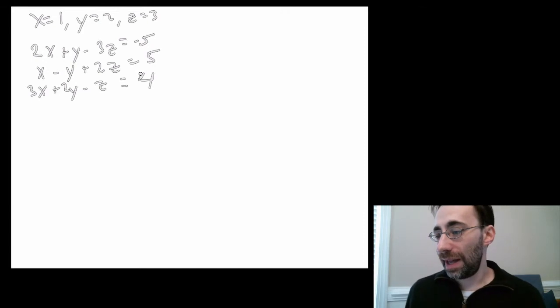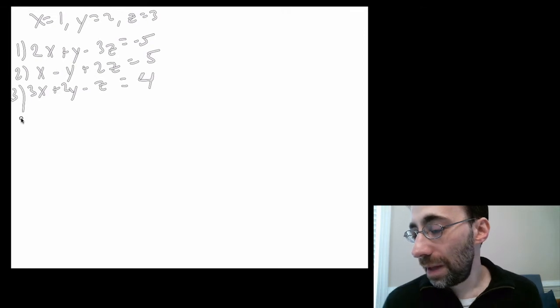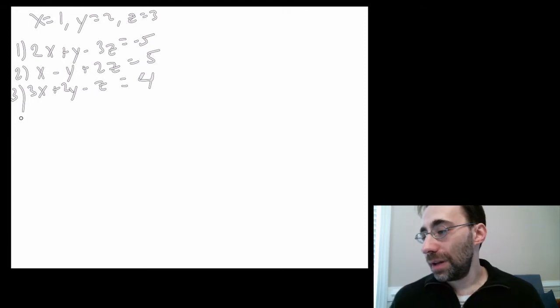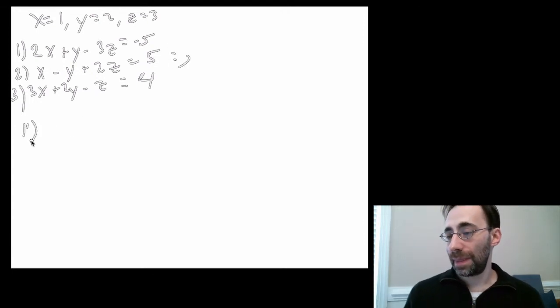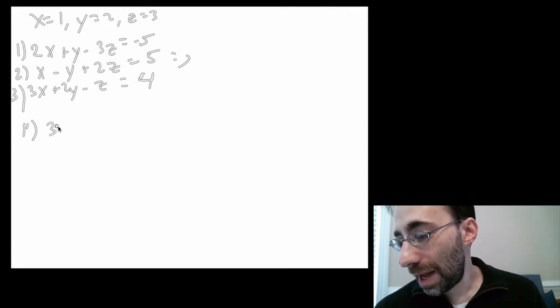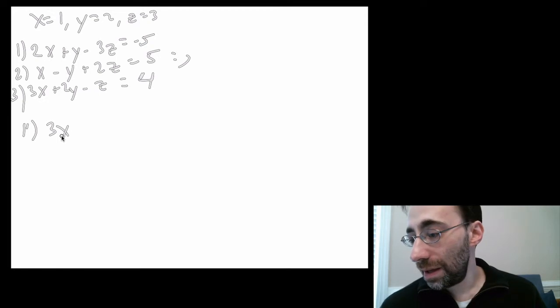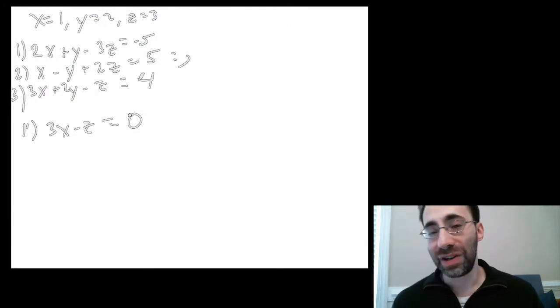Let's see. So let's number the equations. It helps to do that. If we add 1 and 2 together, we get rid of y. So now we have 1 prime, we'll call it. And that's going to be 3x. We're adding the left-hand sides together, plus no y, minus z. And the right-hand sides together, -5 plus 5 is 0. So now we have a nice simple equation with no y in it.